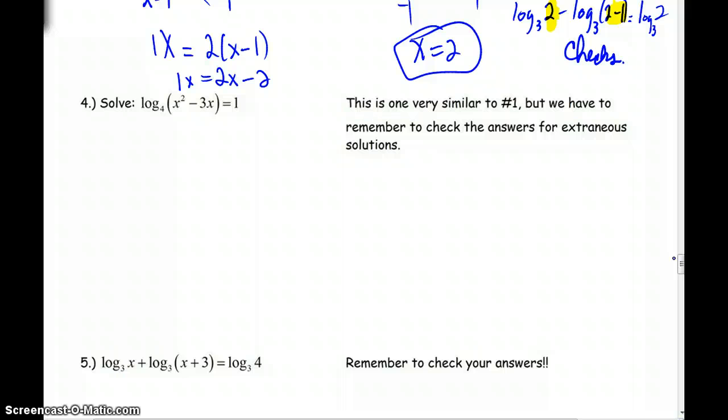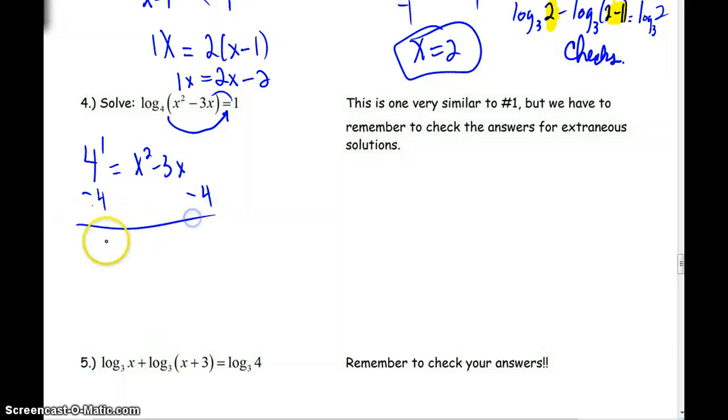Sadly, we don't have a log equals a log like we just did. We have to do a log circle. 4 to the 1 is equal to x squared minus 3x. Tell you what, let's subtract a 4 from both sides. We'll have 0 is equal to x squared minus 3x minus 4.